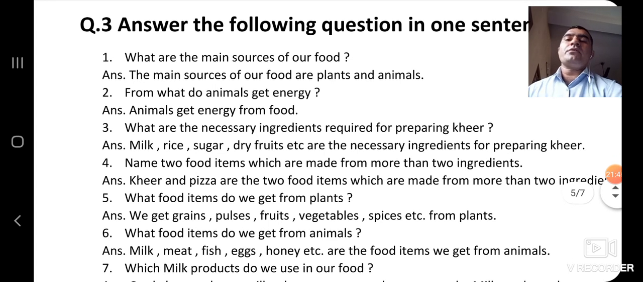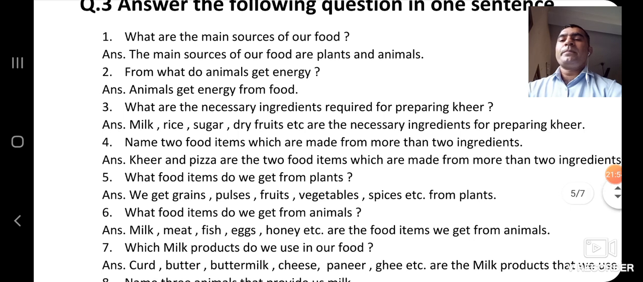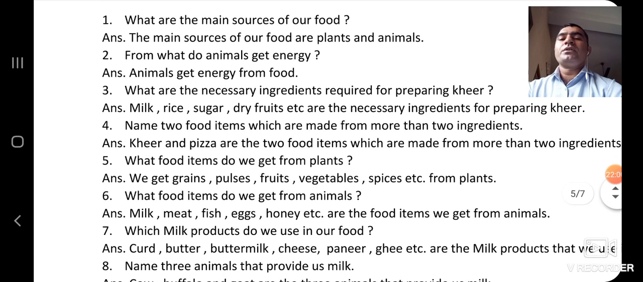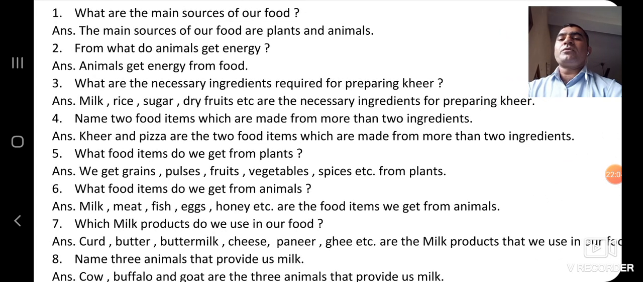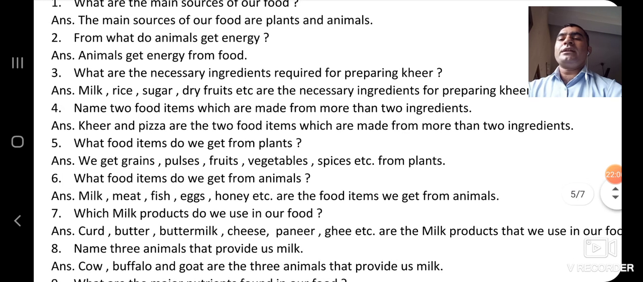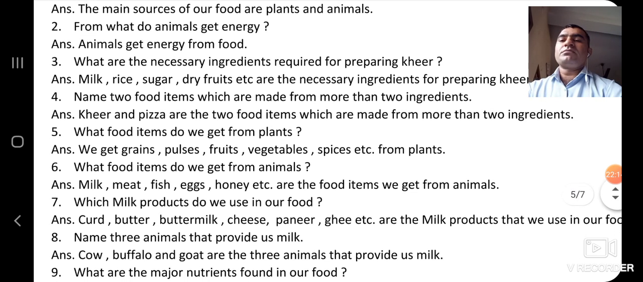The next question we have, which milk product do we use in our food? Which are the milk products? We are using many milk products such as curd, butter, buttermilk, cheese, paneer, ghee. These are the milk products we use in our food, right? The next question is, name 3 animals that provide us milk. Over here also you can write any 3 animals, cow, buffalo, goat. You can write sheep also, camel also, right? So these are the animals which give us milk.